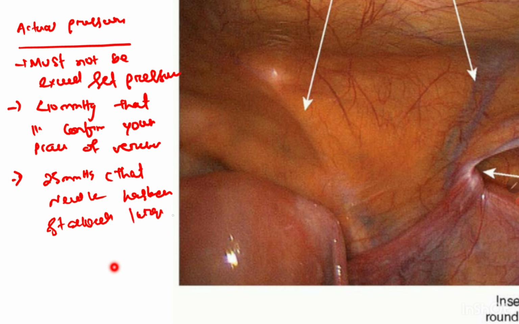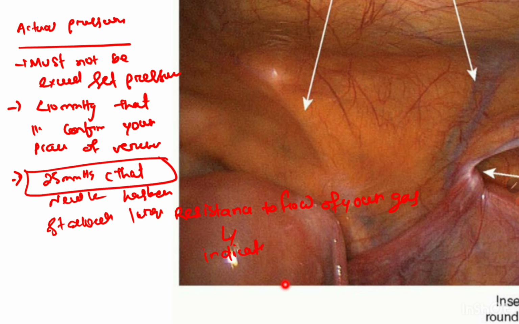That will indicate large resistance to the flow of gas into the cavity. The flow has gone inside the layer of the abdominal wall. What does it indicate? If just after the insertion the pressure is very high, near 25 mmHg, that itself indicates a large resistance to the flow of gas. That itself indicates improper insertion of your Veress needle.